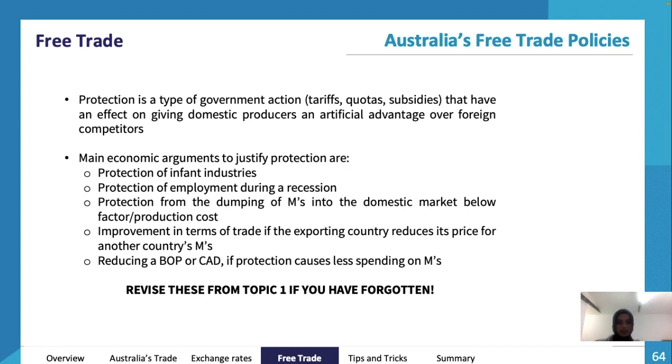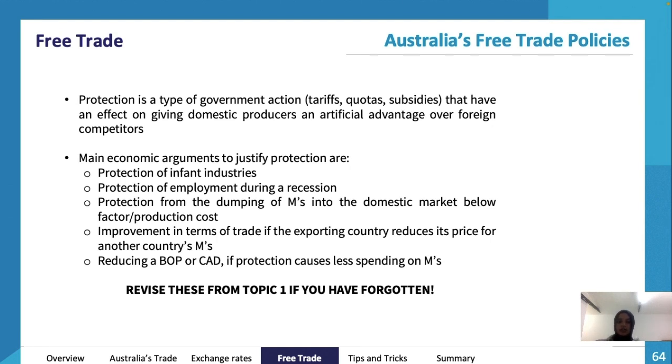Then we've got improvement in terms of trade. So if the exporting country reduces its price for another country's imports. And finally, reducing the balance of payments or the current account deficit. So if protection causes less spending on imports.